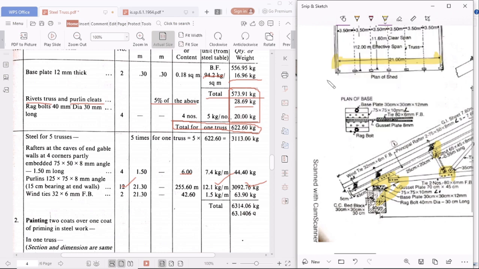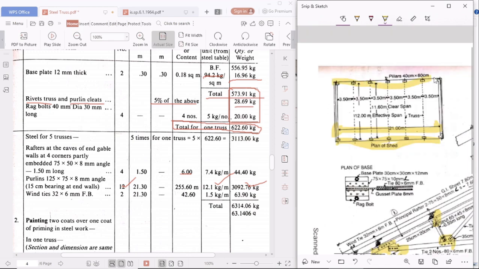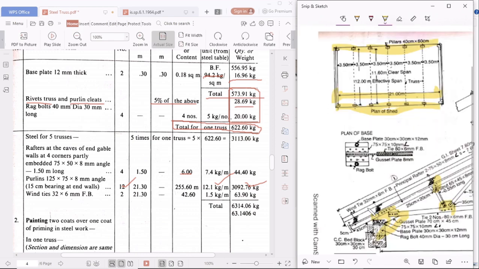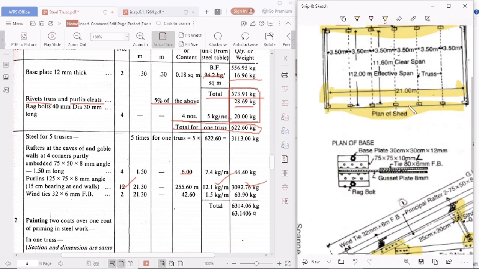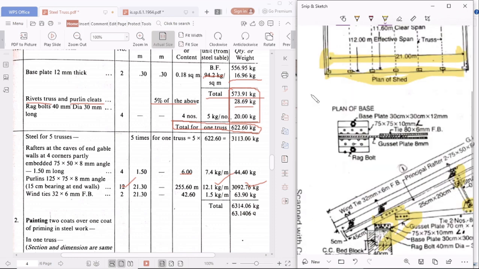Next, after the purlins, there will be wind ties which are connected at the corners or at the ends. Here and also here. So what is the wind tie dimension? That is 32 into 6 mm. So what will be the length? 21 meter is the effective span plus 15 centimeter at both ends, it will be 30 centimeters. So 21.30 into 2. Here one wind tie, in the other section another wind tie, so two wind ties in total. Just multiply and take the unit weight from the steel table, you will get 63.90.